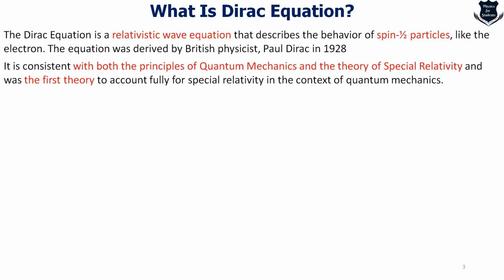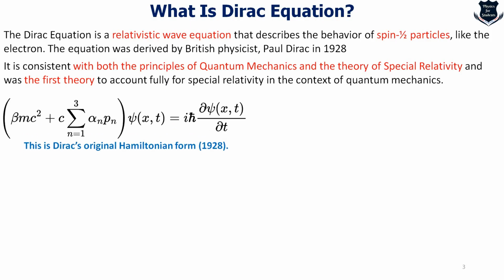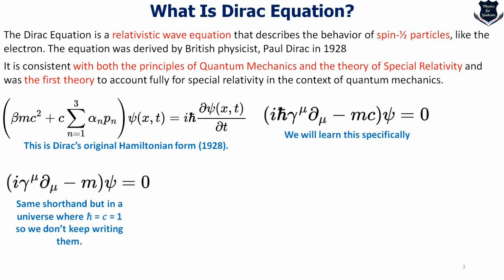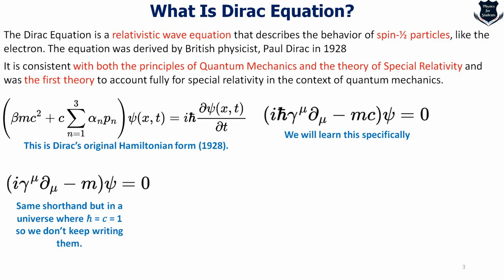Now, if we go through the equation which Dirac formulated, there are different formats of the Dirac equation. First, you can see this looks a little bit complicated. This is the original Dirac equation, the Hamiltonian form, which he derived around 1928. Then this is the type of equation we will learn specifically. This is a shorthand because we have substituted Planck's constant and c as 1, so we really don't need to write them. And this is what is called the Feynman slash notation, a notation which helps to make things shorter.